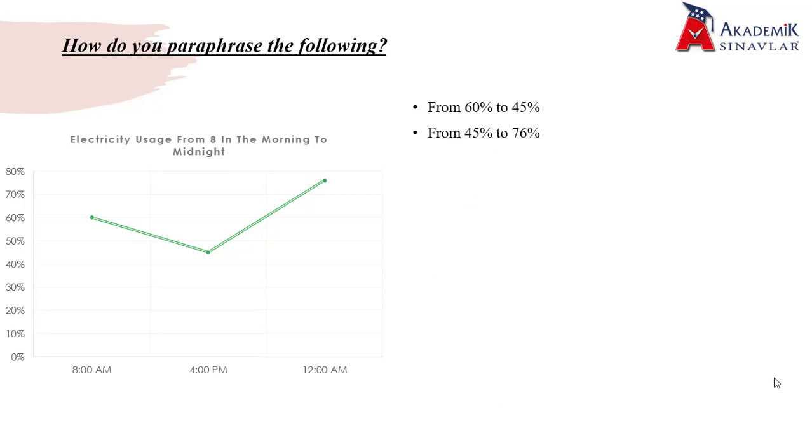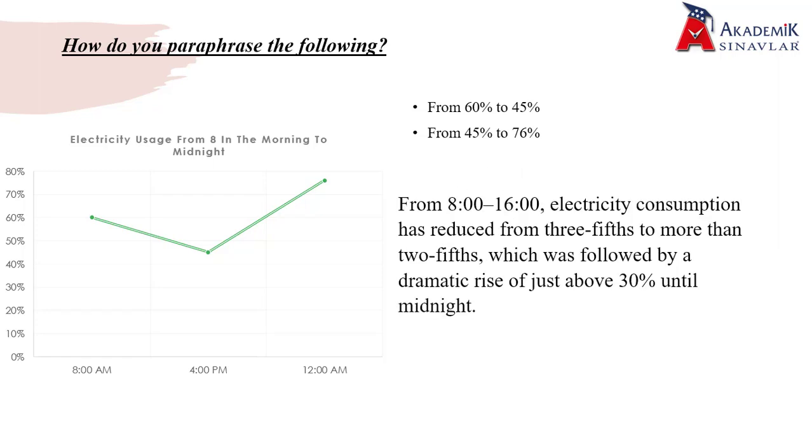You can see that I have paraphrased the words time and numbers while elaborating the diagram. Let's read it together. From 8 to 16, electricity consumption has reduced from 3/5 to more than 2/5, which was followed by a dramatic rise of just about 30% until midnight. 30% is the number I came up with by subtracting 45 from 75 to avoid repetition.